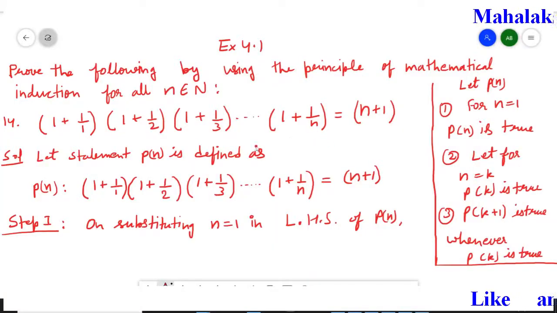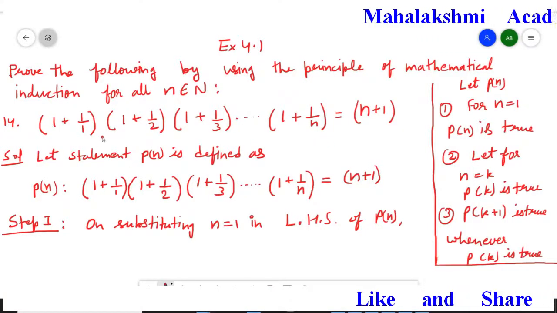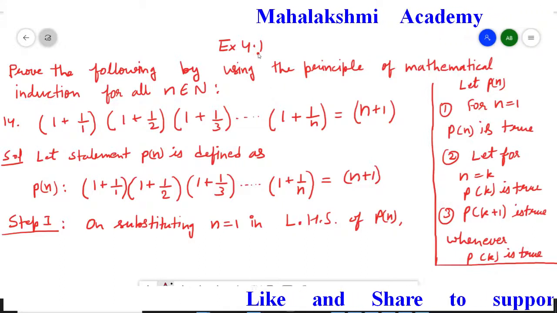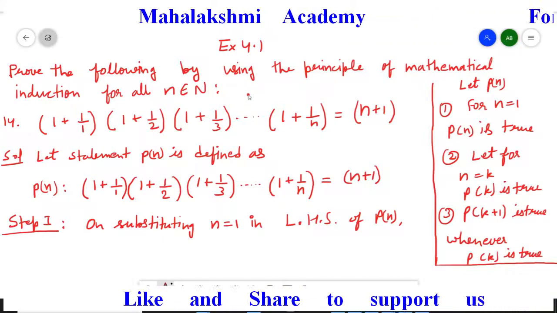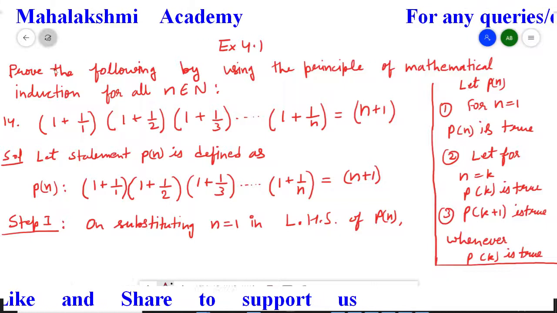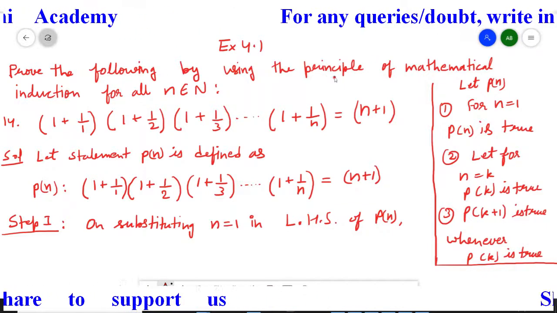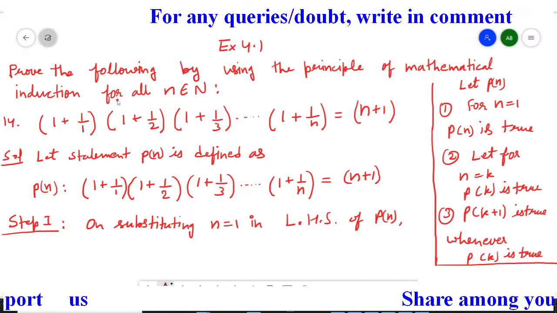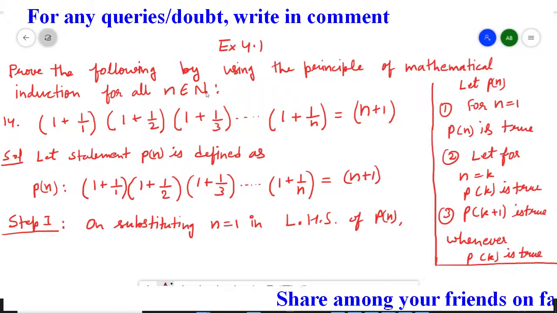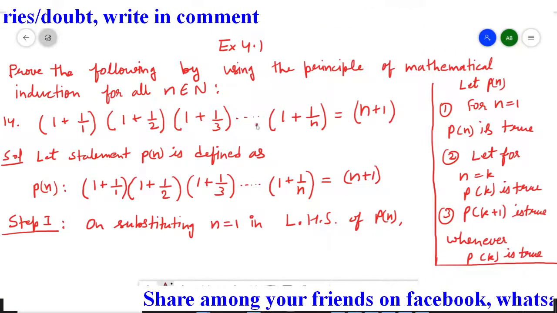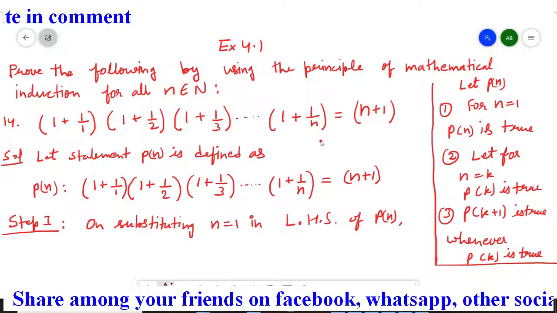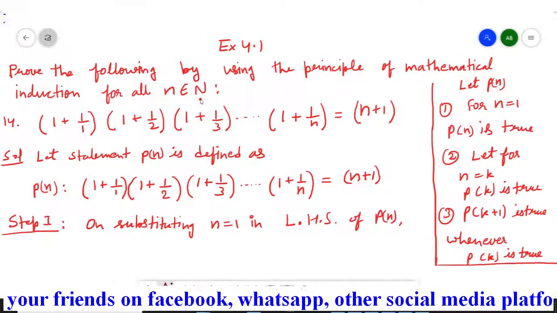Hello everyone, I am going to explain question number 14 from exercise 4.1, and this question belongs to 11th class maths. In this question, prove the following by using the principle of mathematical induction for all n belongs to capital N. So this small n is the n which they used in the question, and this capital N is the set of natural numbers.